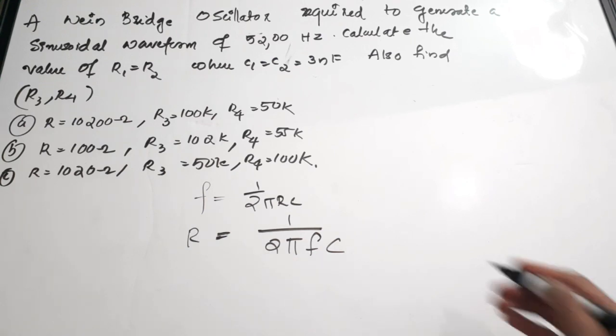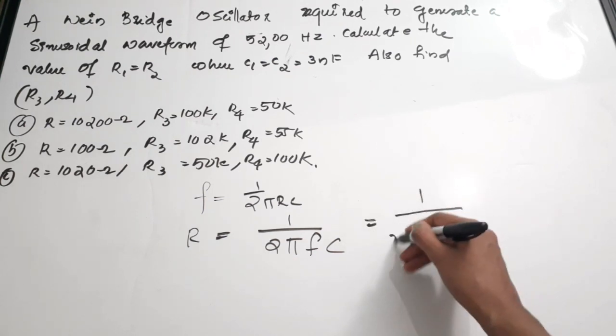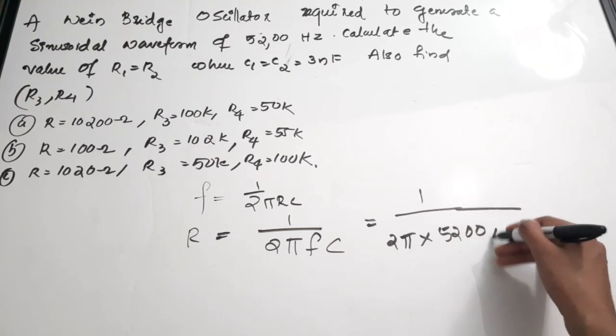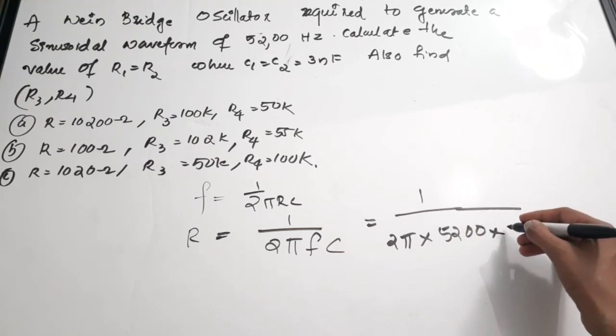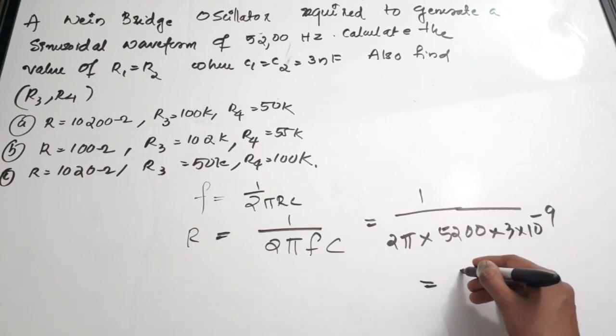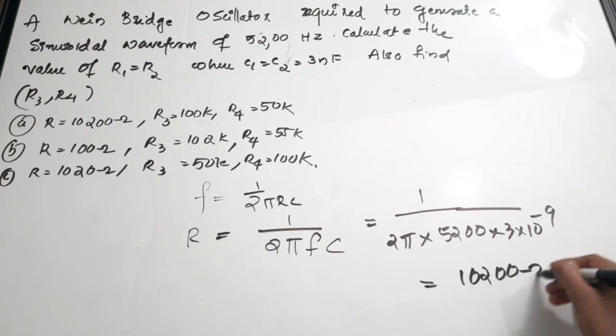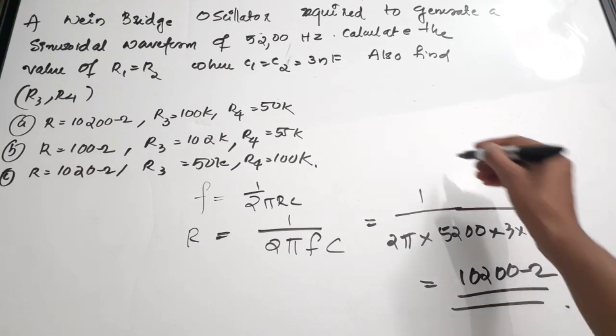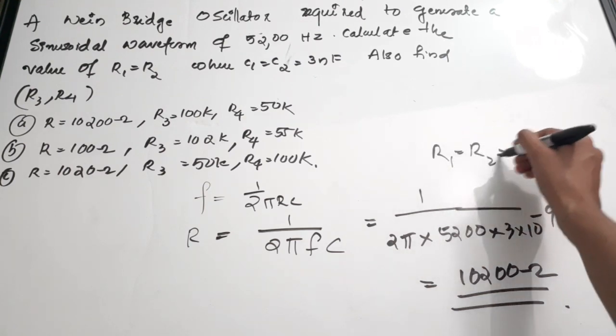You'll be getting 1 by 2 pi F is 5200. C is 3 nanofarads, 3 into 10 raised to minus 9. So, you'll be getting R is equal to 10200 ohms. Okay, so this is the value of your R in the Wien bridge section, or this is R1 equal to R2 equal to R.